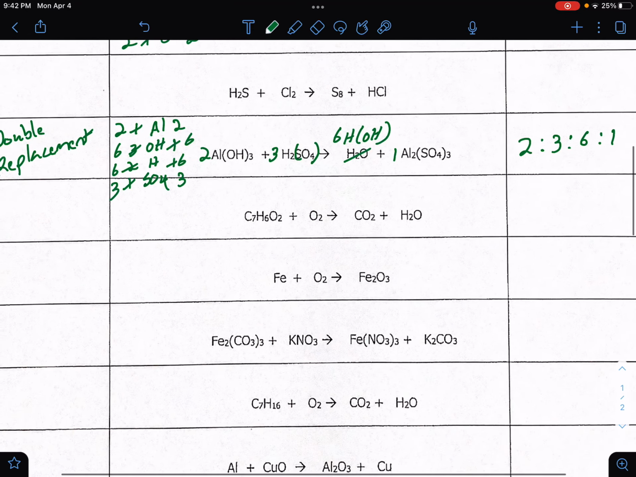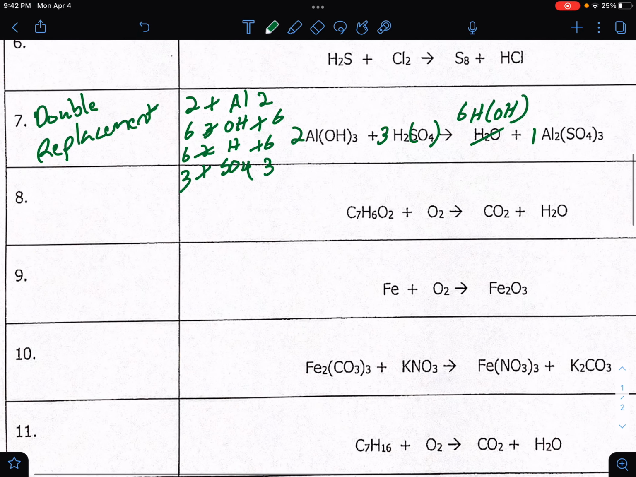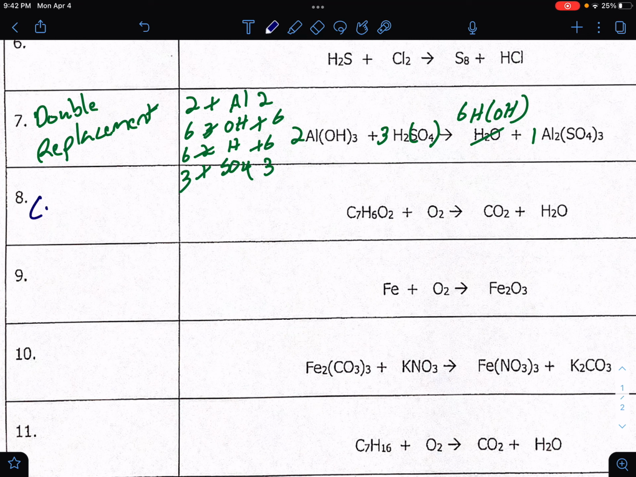Okay, now I want to do number 8 because this may have already been in my other video, but I want to talk about what happens when you run into a decimal. First I'm going to look at this problem. I have something reacting with oxygen, and I get CO2 and H2O. That would be a combustion problem. Let me switch my ink colors real quick. So this would be combustion.